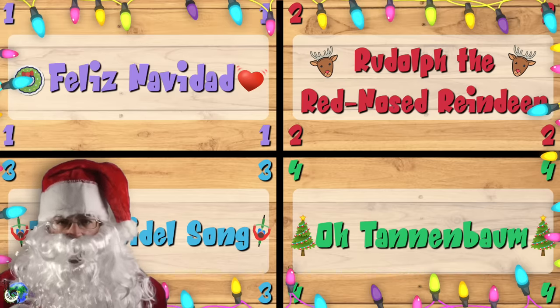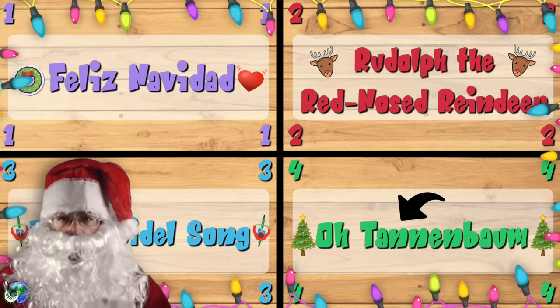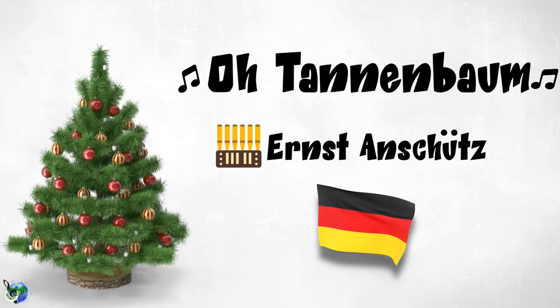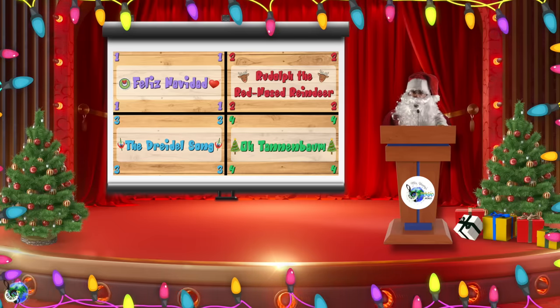Let's introduce the fourth song in the bottom right-hand corner, O Tannenbaum. O Tannenbaum originally came from Germany. It was written by a German composer and organist named Ernst Anschütz. The title can also be recognized as O Christmas Tree, but wasn't originally written for the holiday season. O Tannenbaum literally means O Fir Tree. And those are the four songs in each corner.